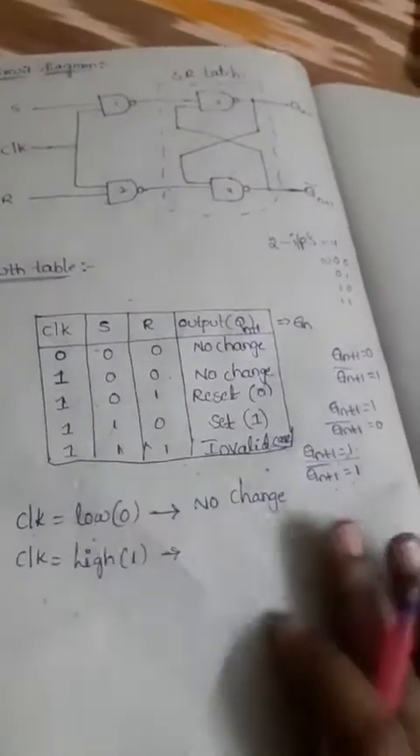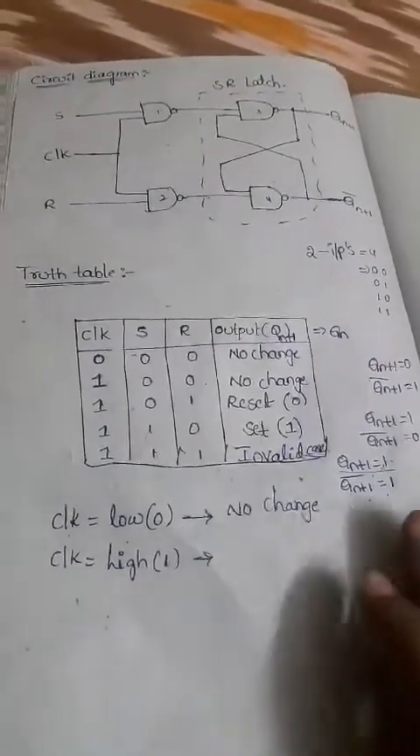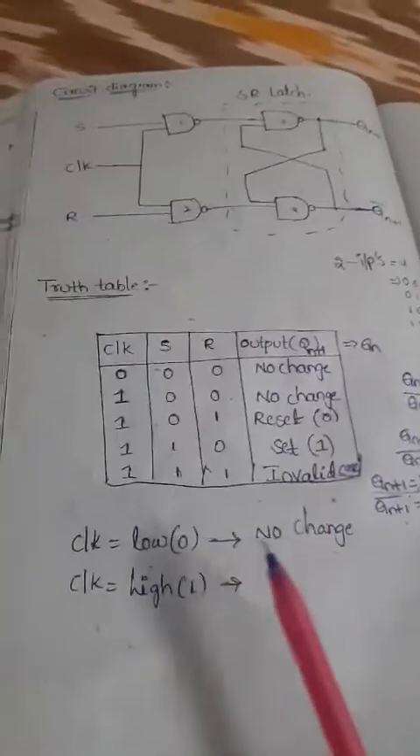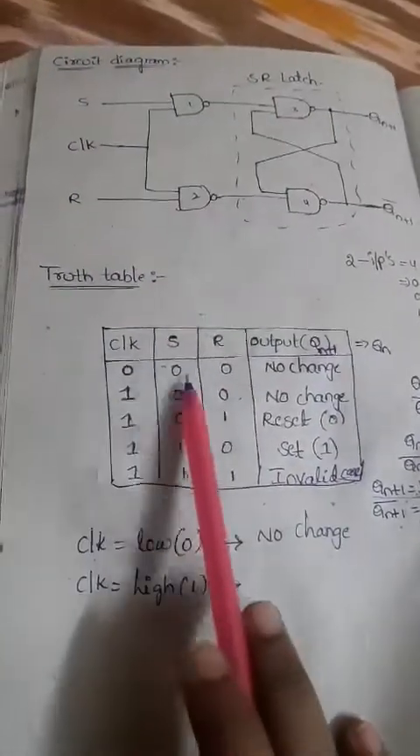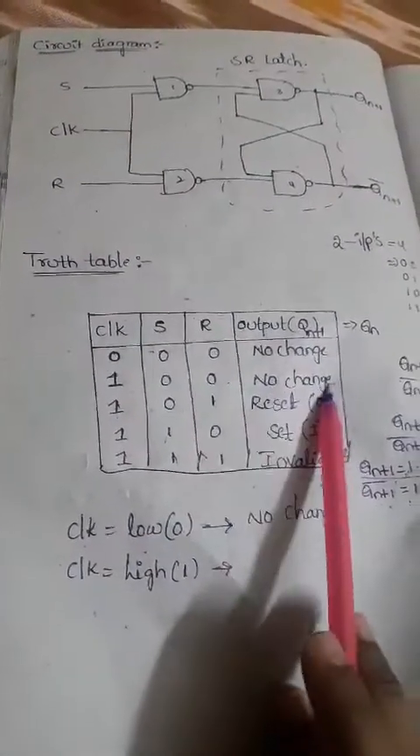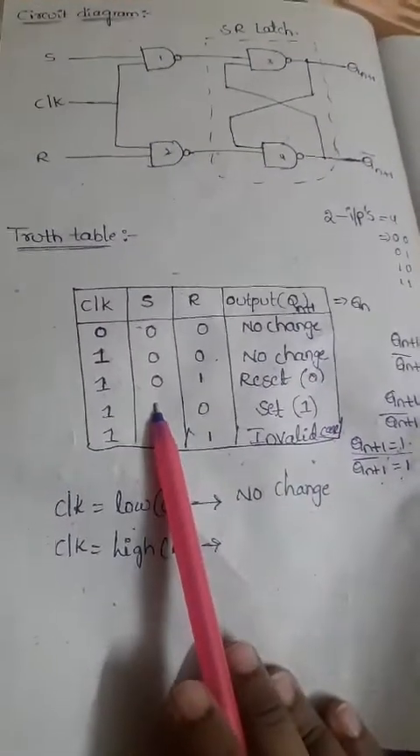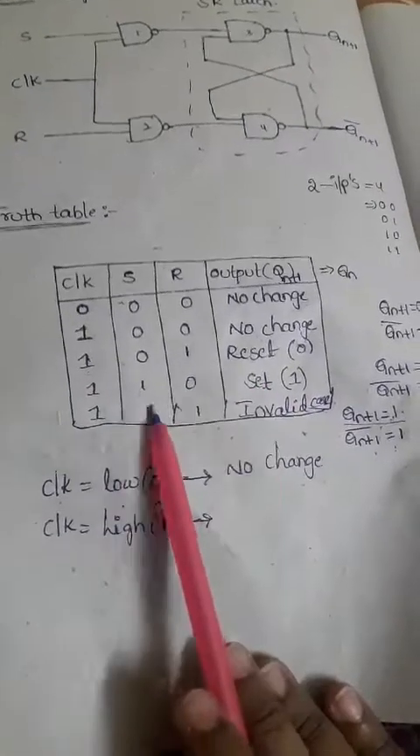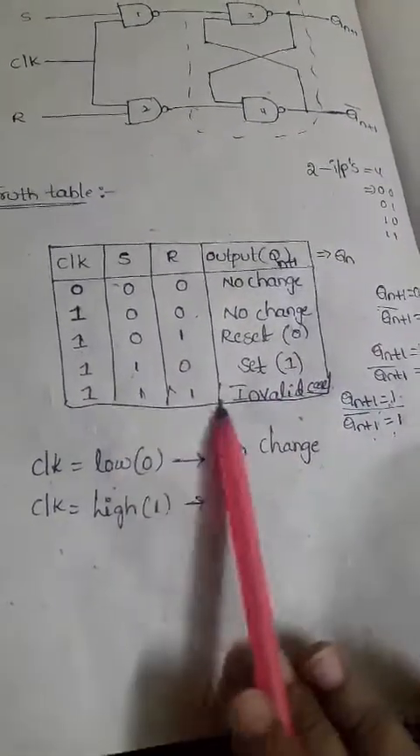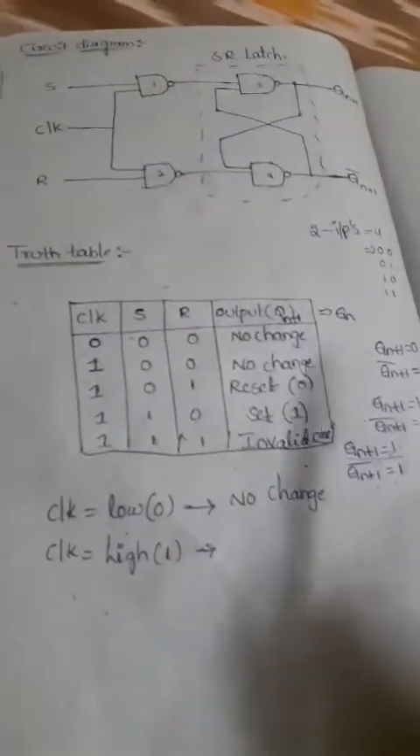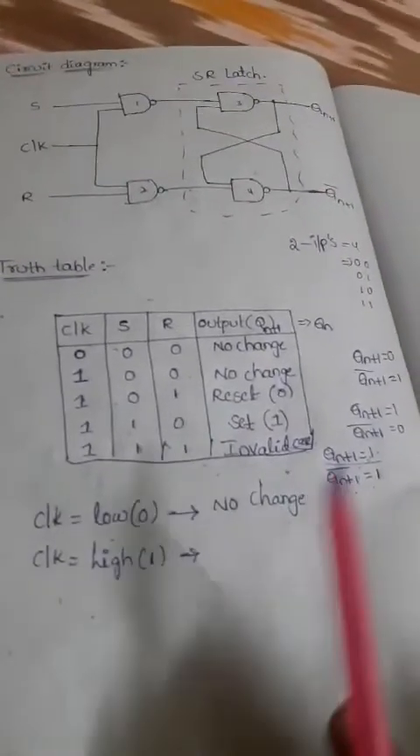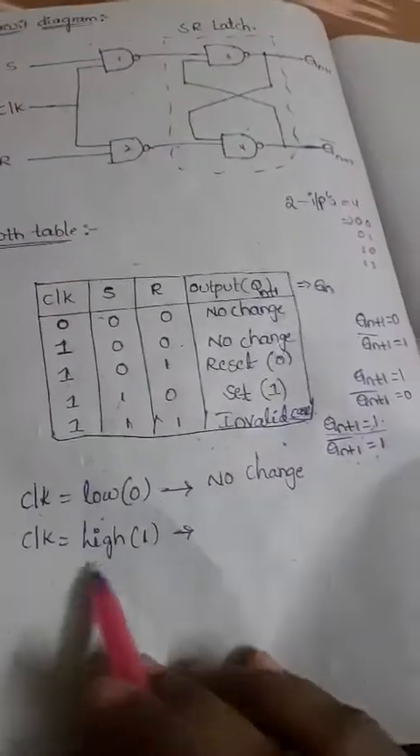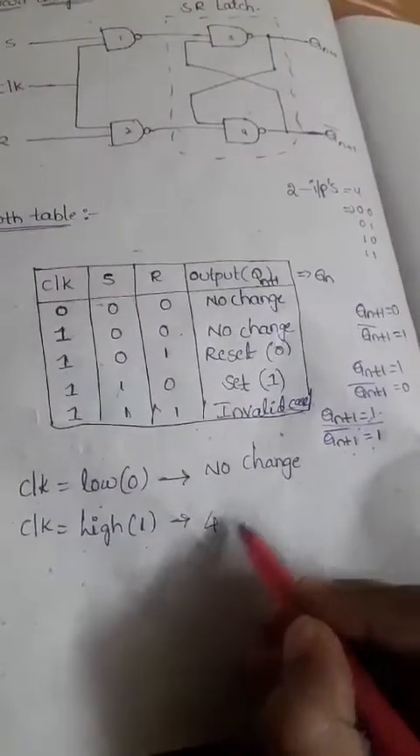Okay. So these are the output operations for the SR flip-flop. Totally we have 4 states. Whenever the clock is enabled, if S and R are 0 0, then we get the no change operation. For S and R 0 1, we get the reset output, for 1 0 the set output, and for 1 1 we get the invalid case. So this is the result we get from the SR flip-flop. Whenever the clock is high, we get these 4 possibilities.